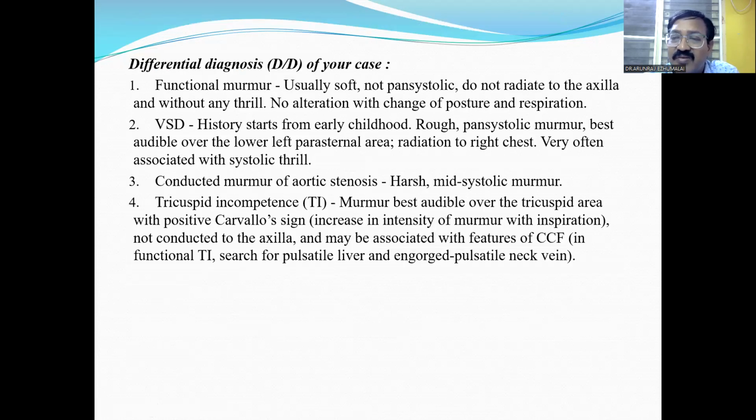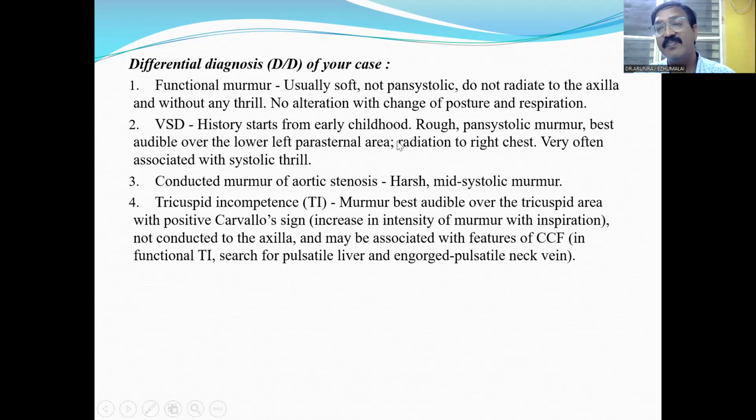So the differential diagnosis of murmur: mostly whenever you are examining patients, what is the DD they will ask? Functional murmur is usually short systolic, not pansystolic, doesn't radiate to the axilla, has no thrill, and there is no change with posture or respiration. Functional means hyperdynamic circulation, where there is increased circulation, as in anemia, thyrotoxicosis, beriberi; all of these may have a functional murmur, which is not related to change of posture and respiration, and it's not pansystolic.